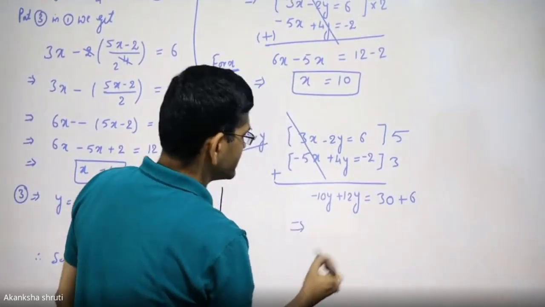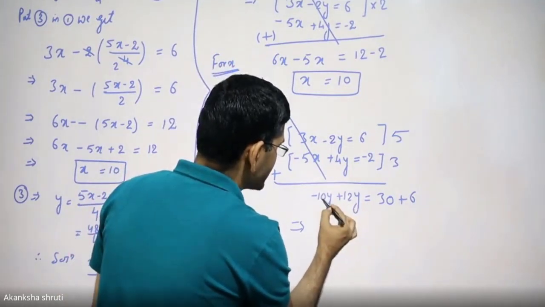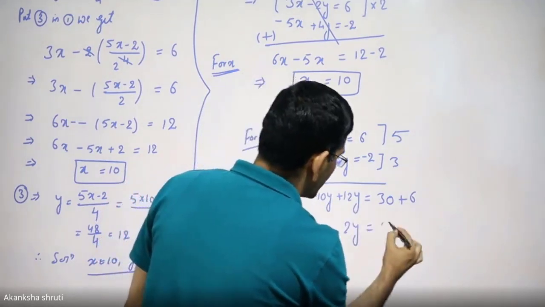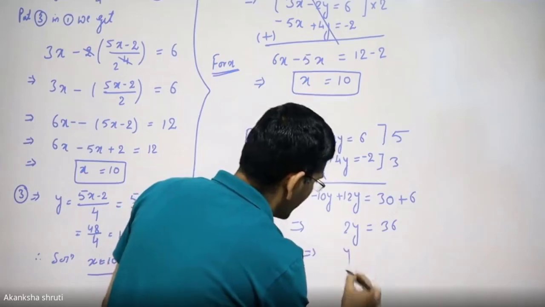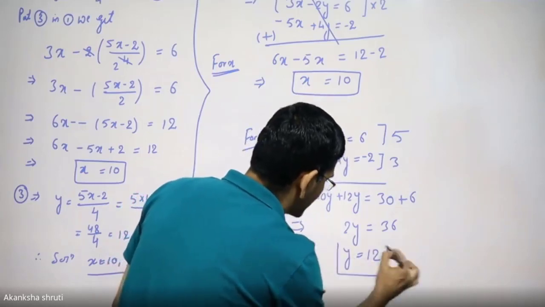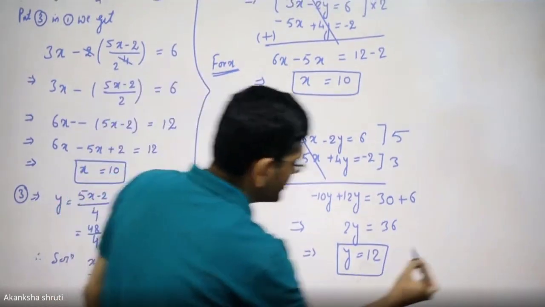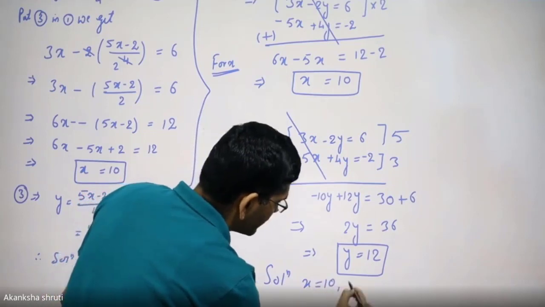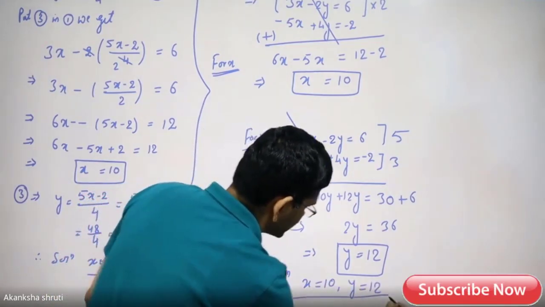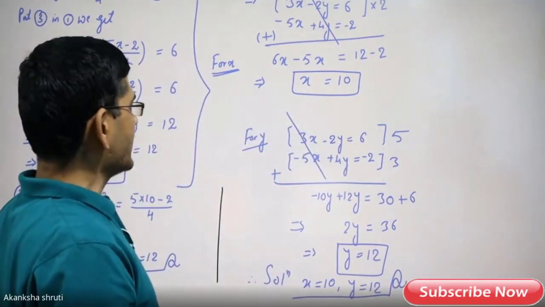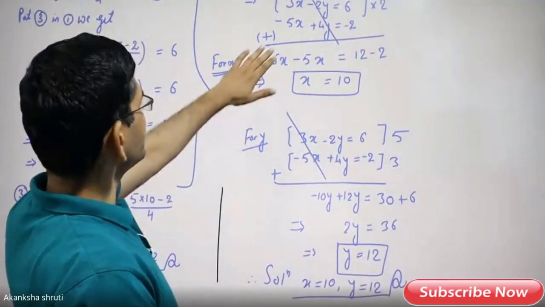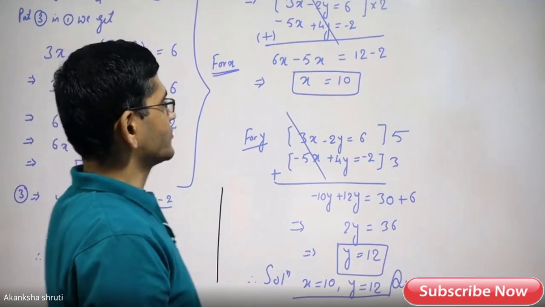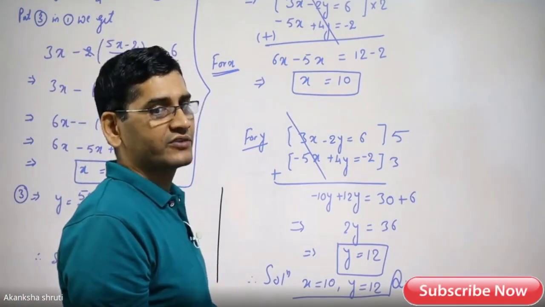This implies it is our minus of 10y plus of 12y is our 2y is equals to 36. This simply y is 12. So how easily we have calculated this value of y. Therefore, the solutions are x is equals to 10, y is equals to 12. This is the required answer. Students, here applying the elimination, we have calculated both x and y. Keep in mind, for calculating the x, y have to be eliminated. For calculating the y, x have to be eliminated.